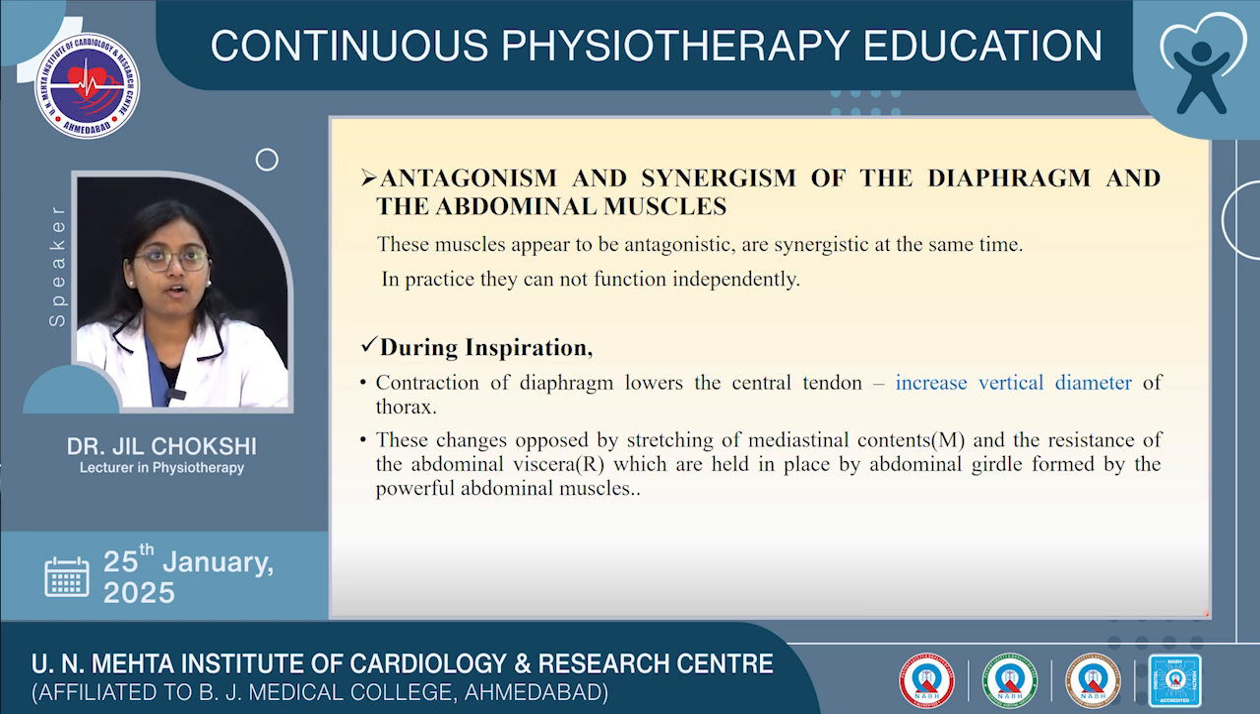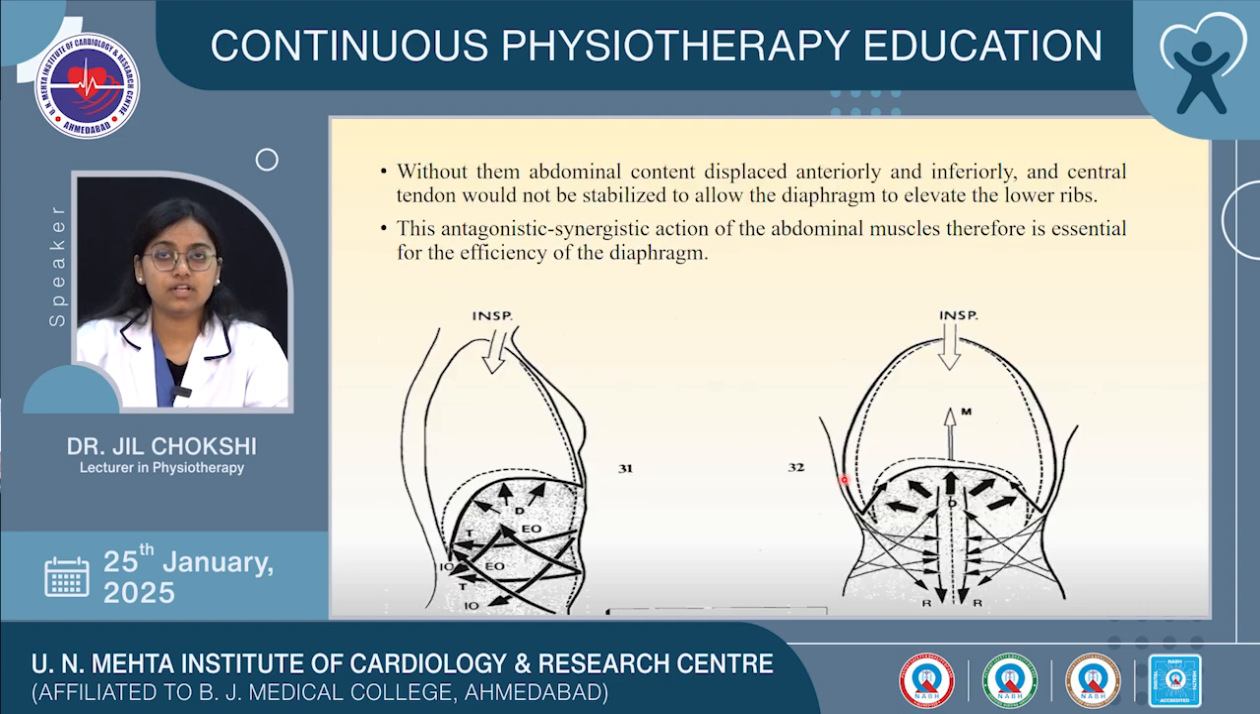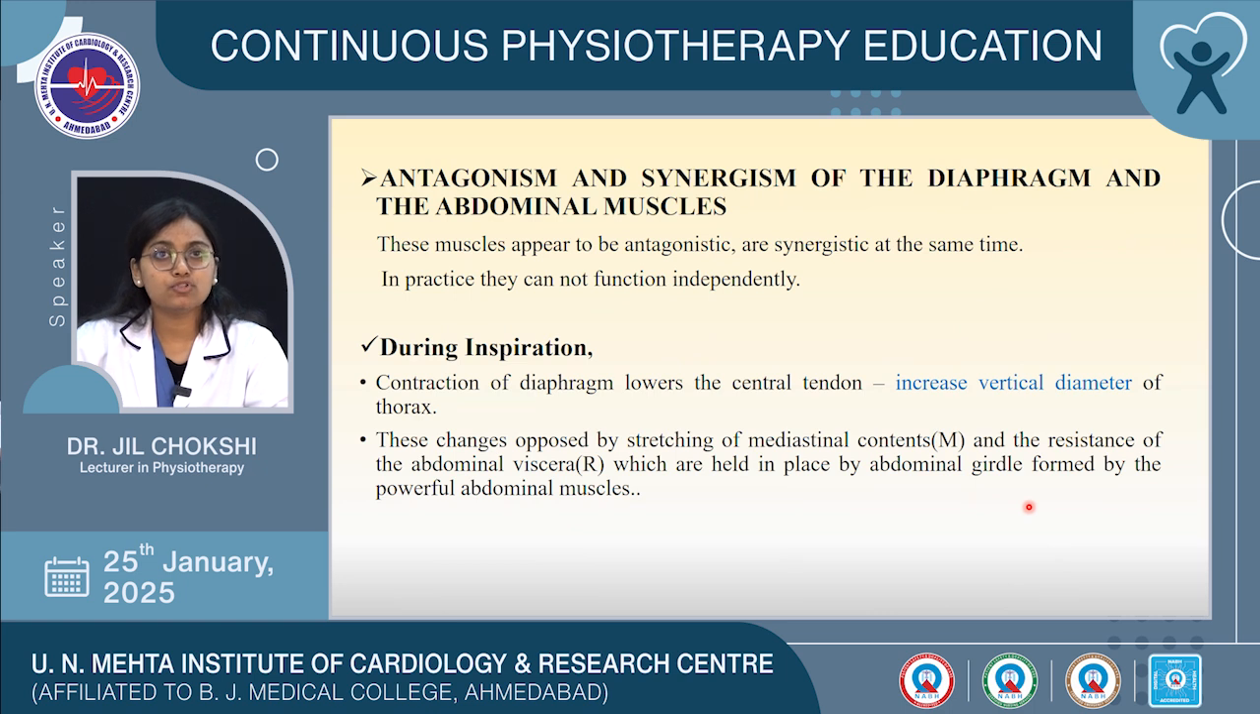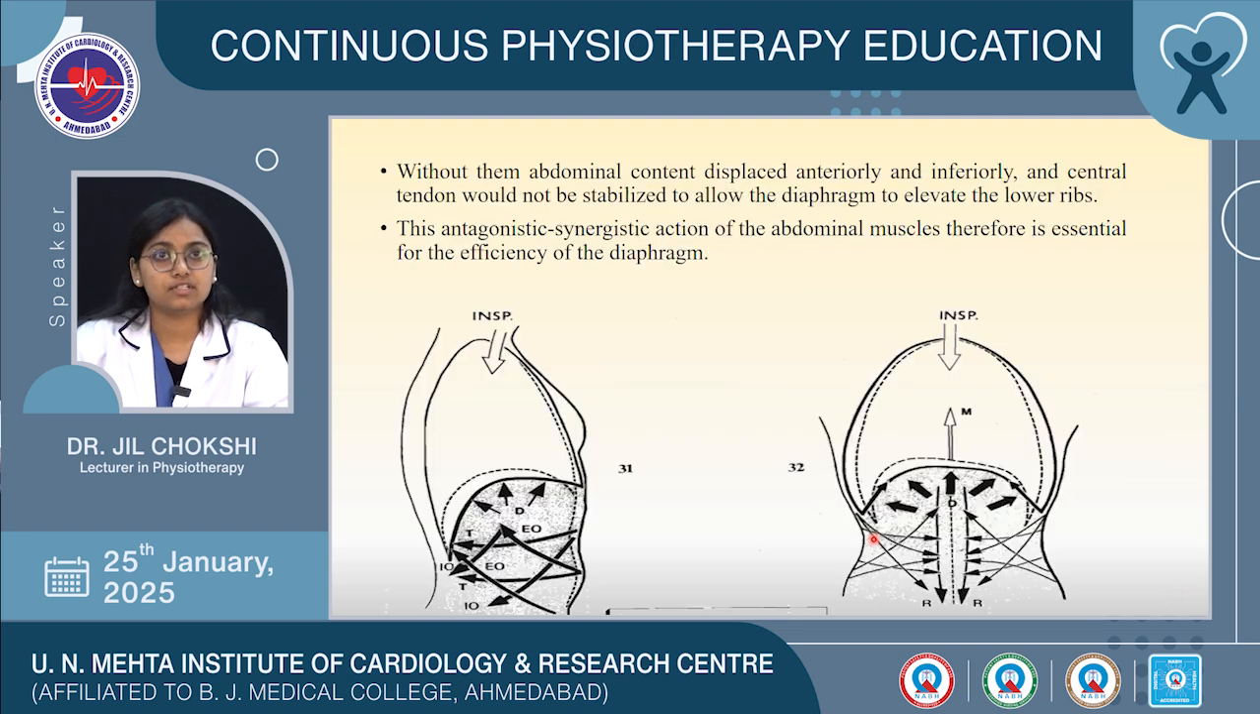During inspiration, contraction of the diaphragm lowers the central tendon, which will increase the vertical diameter of the thorax. As you can see in this figure, contraction of the diaphragm lowers the central tendon and increases the vertical diameter of the thorax. This change is opposed by the stretching of the mediastinal content and the resistance of the abdominal viscera, which are held in place by the abdominal girdle formed by the powerful abdominal muscles like the external oblique, internal oblique and the transverse abdominis.